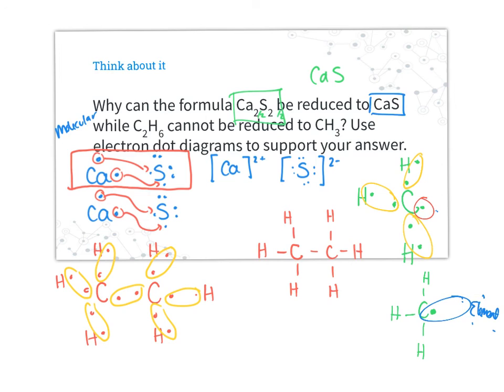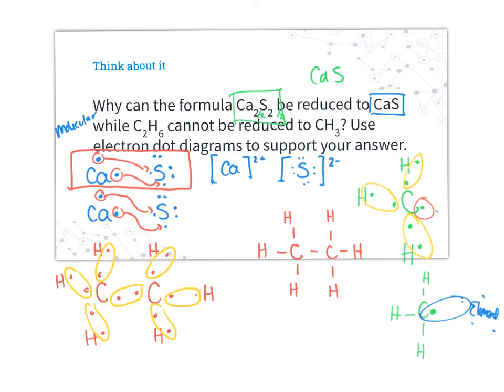So CaS2 can be reduced to calcium sulfide because we only needed that one calcium and one sulfur to transfer all of the electrons to get a full octet. C2H6, when we drew it out, everybody had a full octet and was fully bonded. There were no lone electrons.